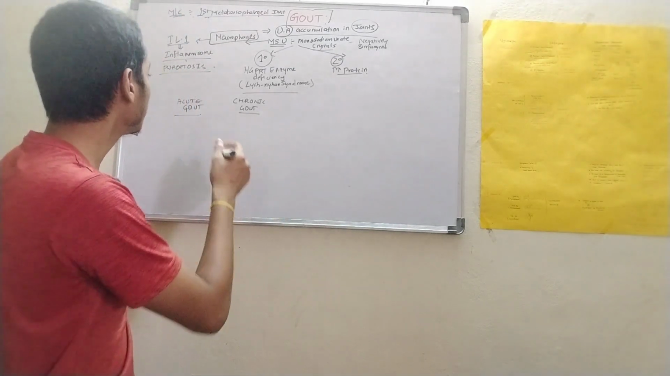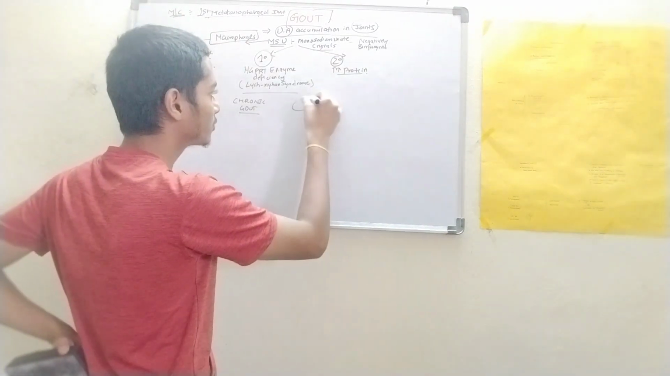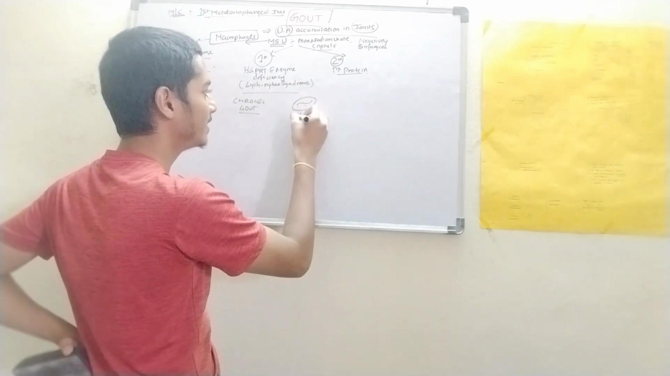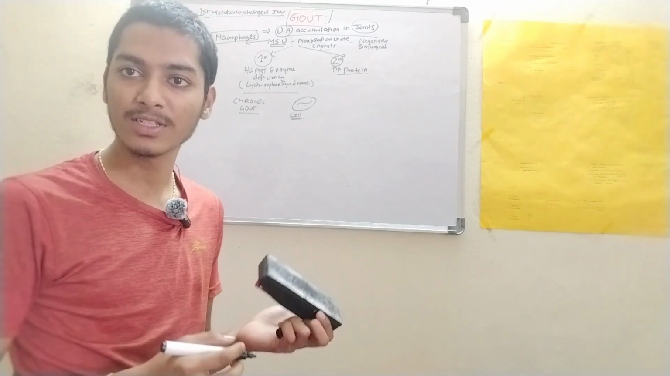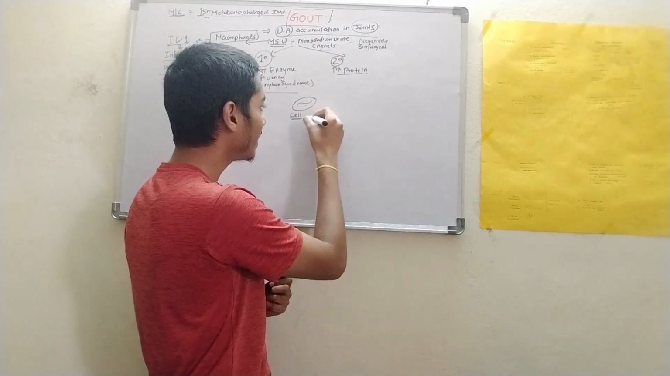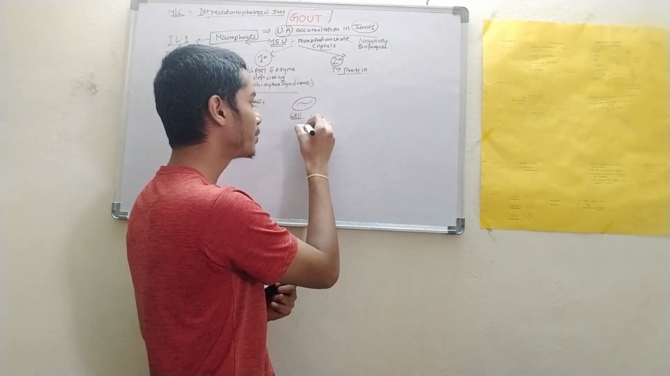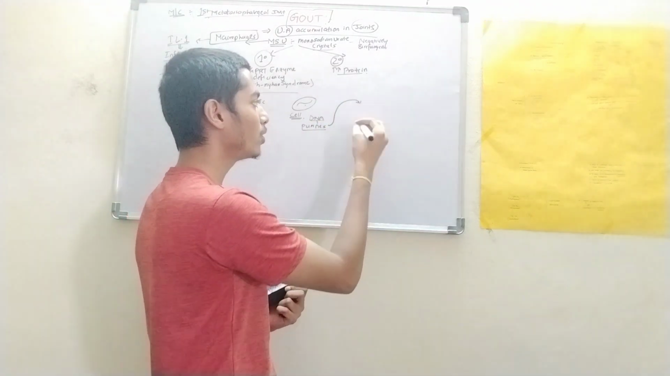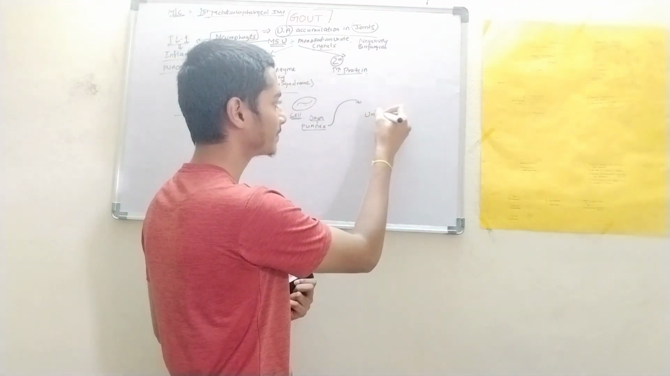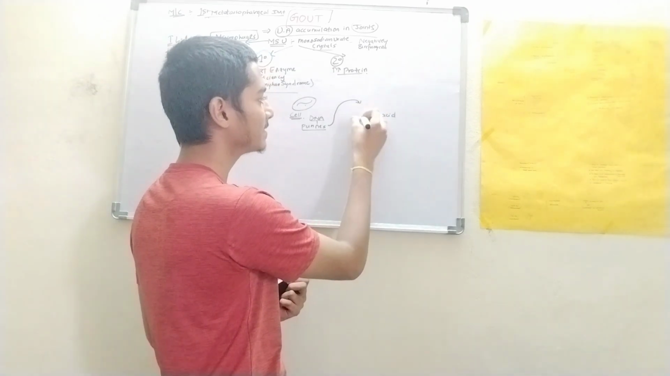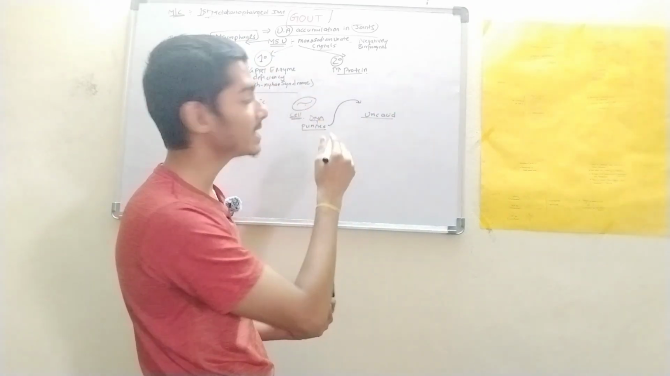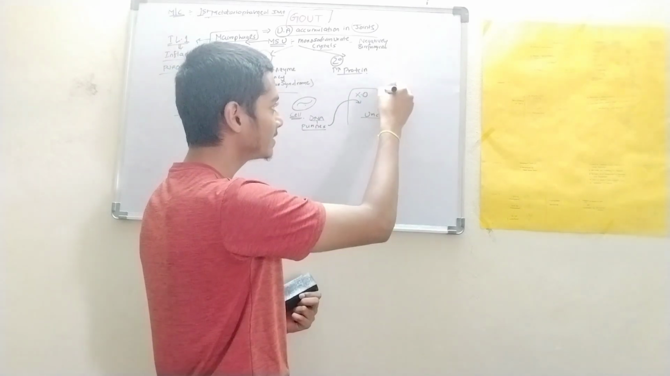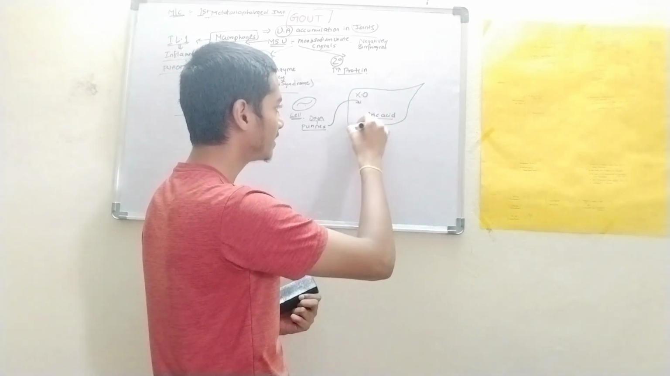So first we have the cell, right? This is the cell that we have, and this cell has an important feature: we have the DNA in the cell, and this DNA has purines, right? These purines are converted into uric acid. The enzyme involved is xanthine oxidase, and this xanthine oxidase is present where? It is present in the liver.